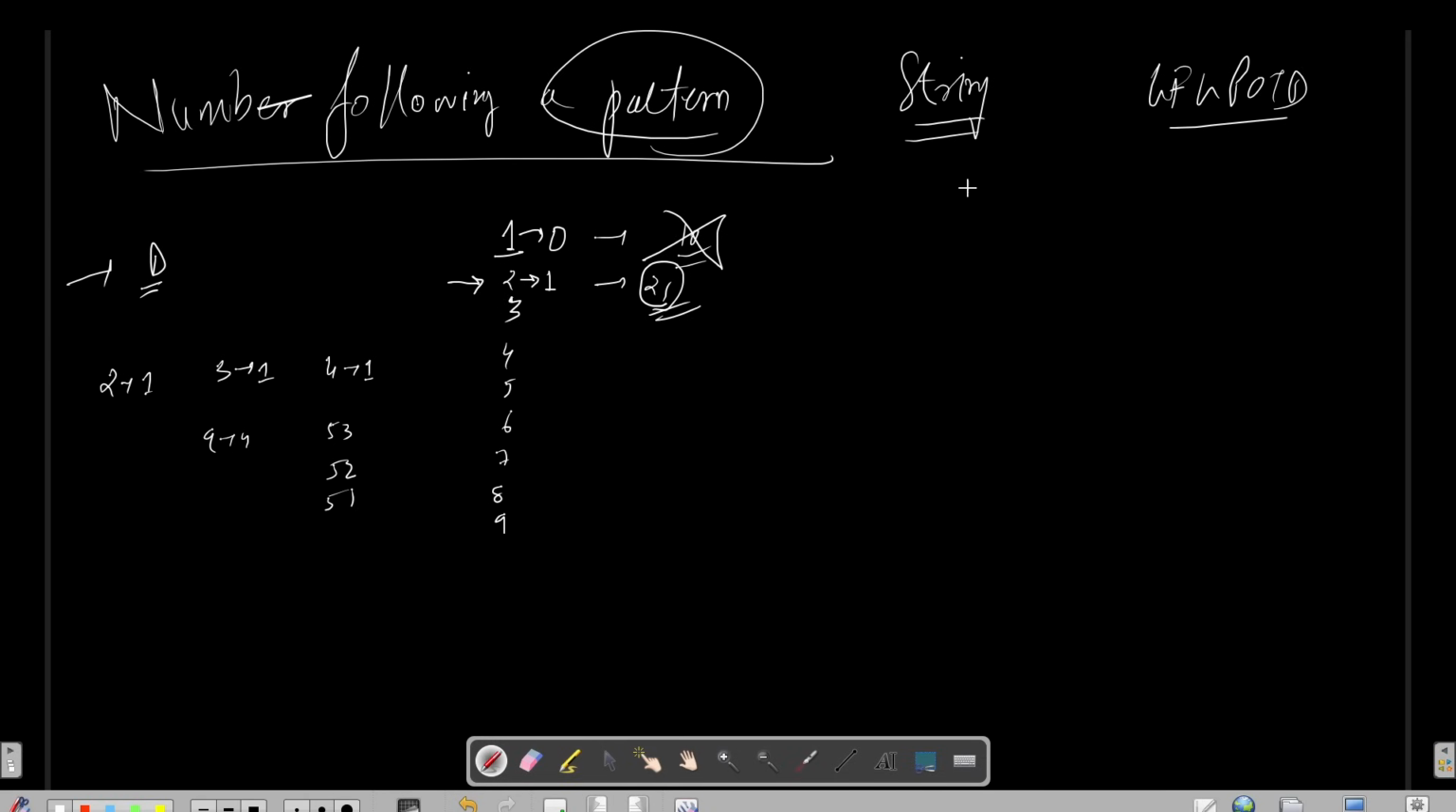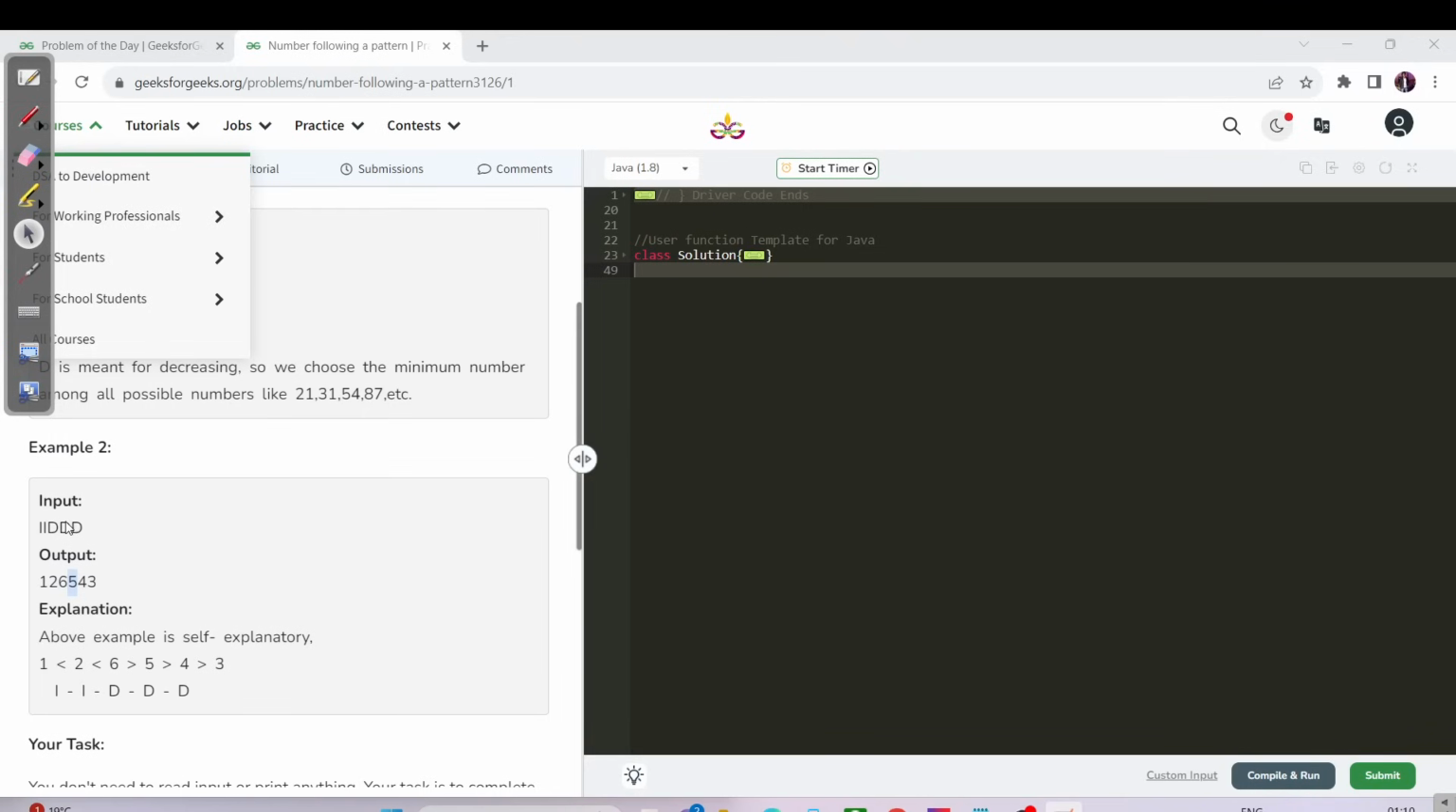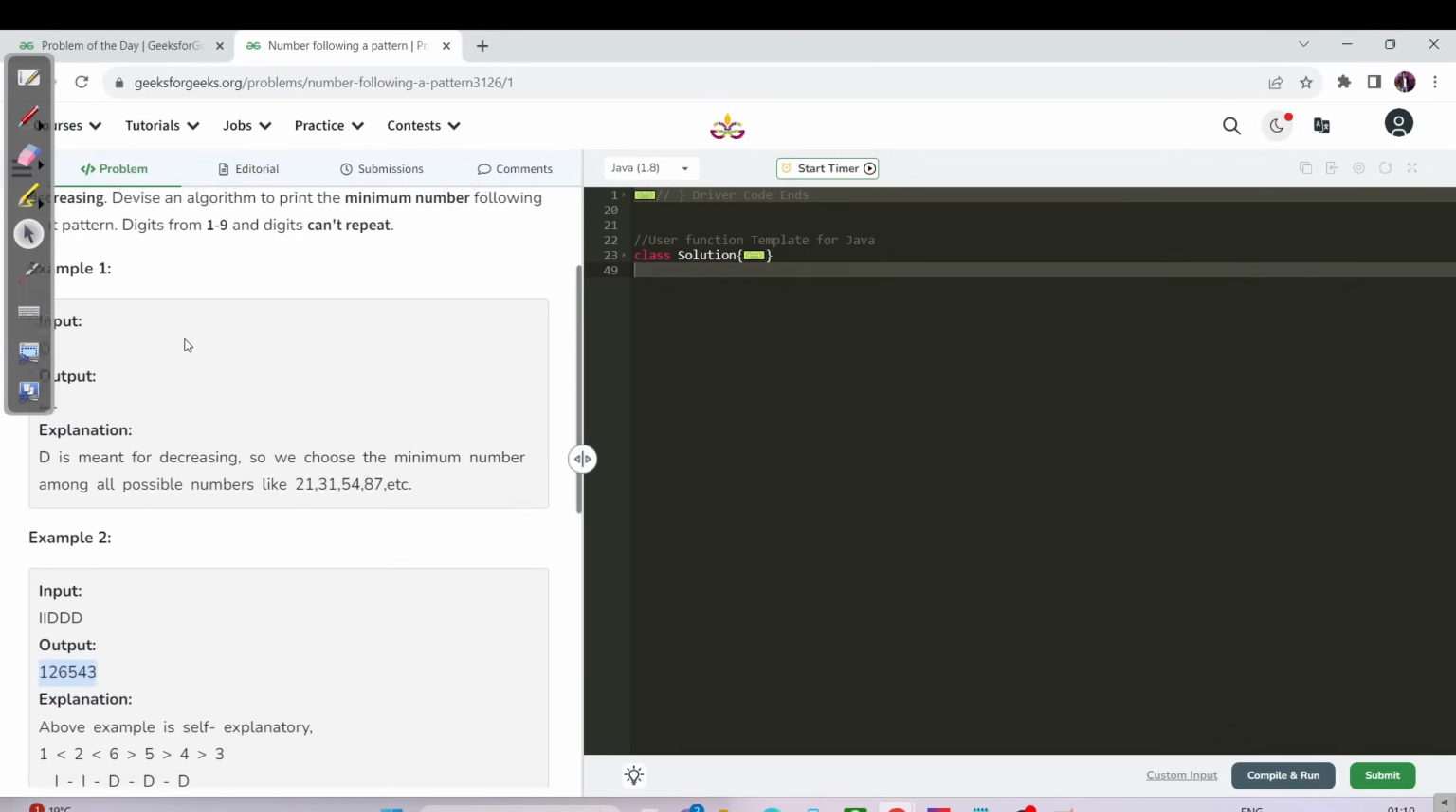Okay, so observations, pattern. What we have observed, a very naive and quick observation, is that if there are n characters, then definitely in the answer it would be n plus 1. Since this was the first case with only one character, the answer length was 2, that is 21. Similarly in the second case, there were 2 I's and 3 D's, but the answer has 6 characters in it.